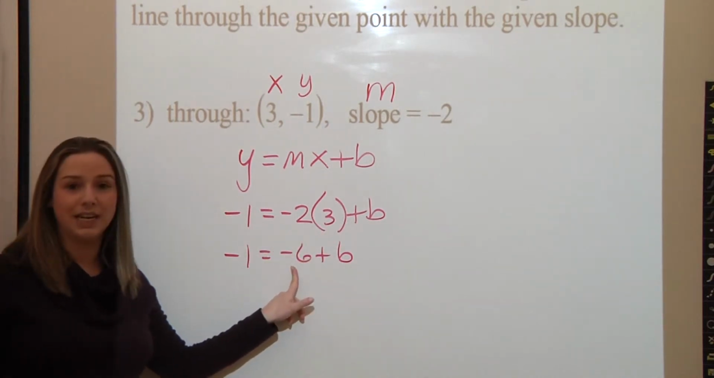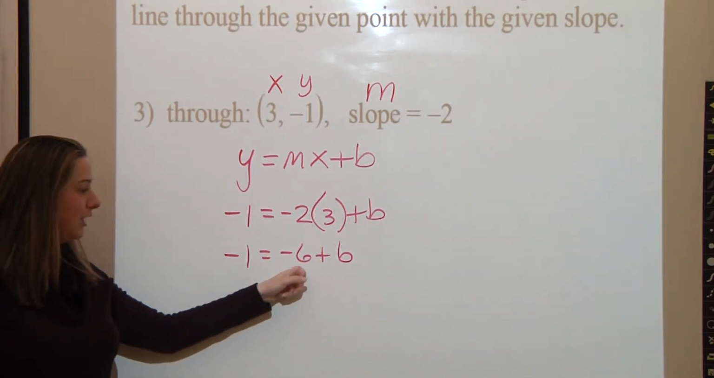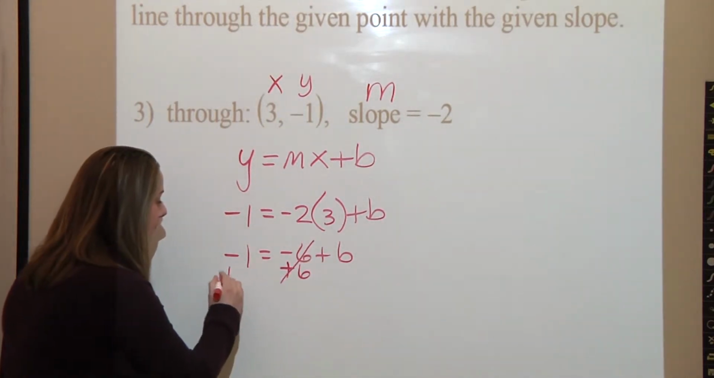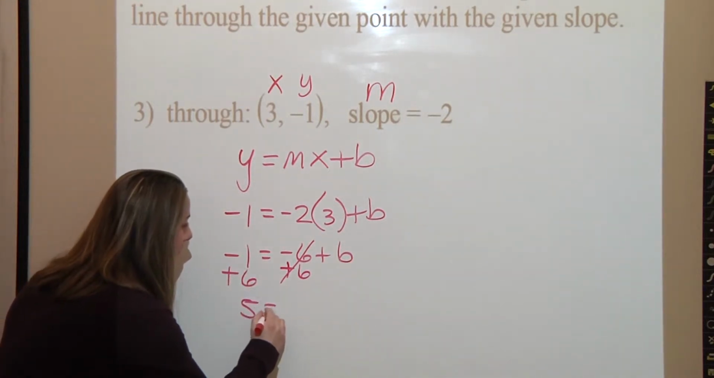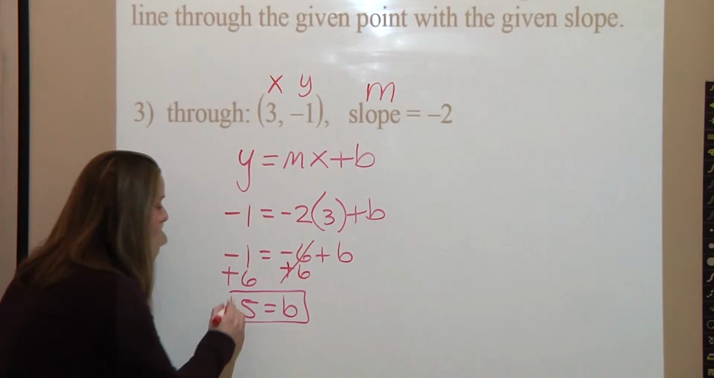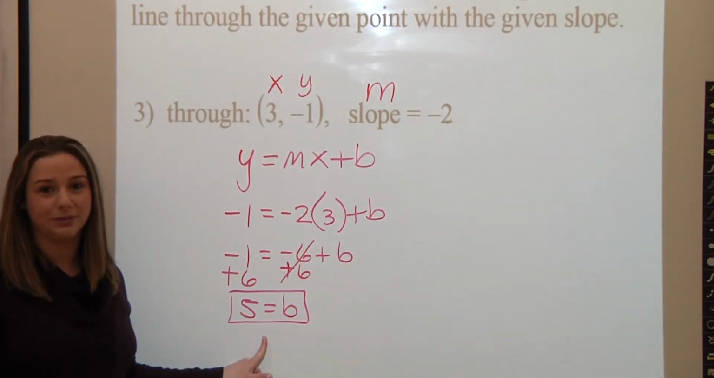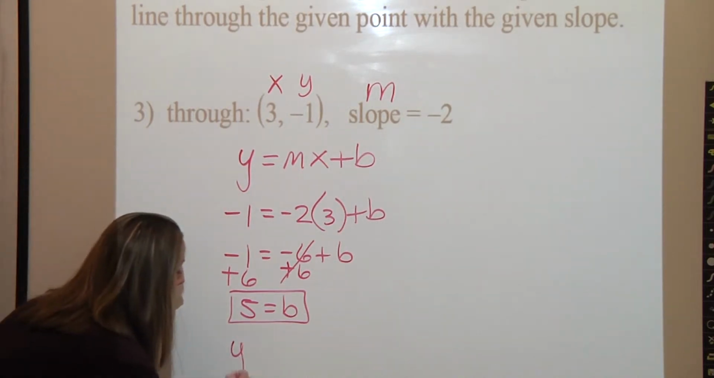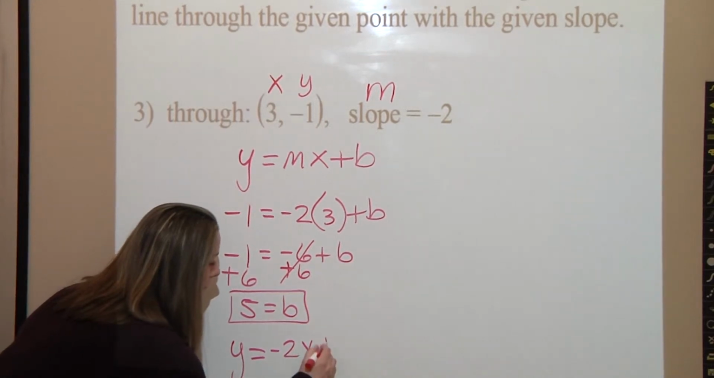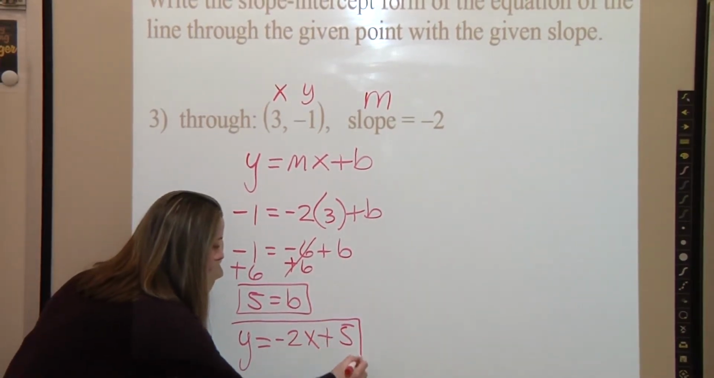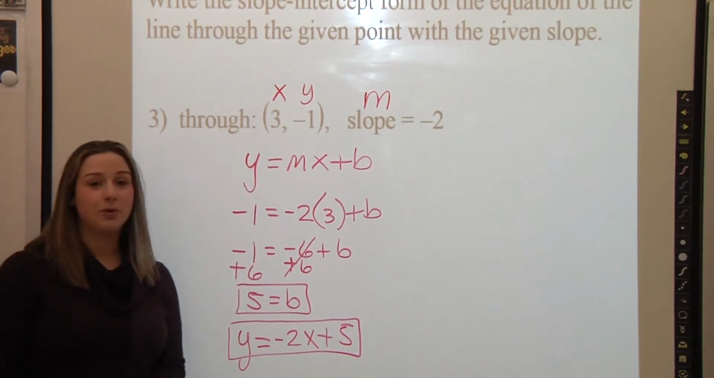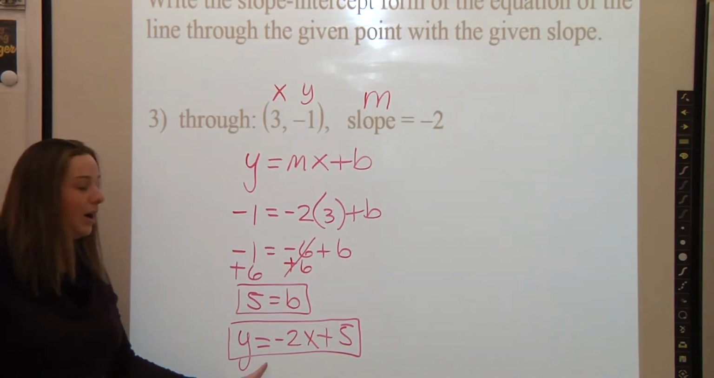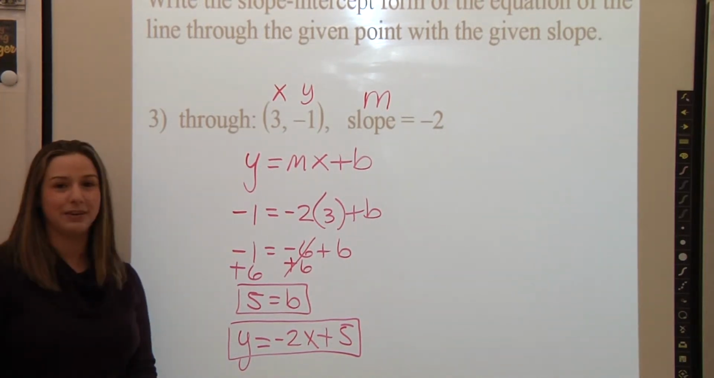Three times negative 2 is negative 6. To get b alone, we want to bring negative 6 to the other side of the equation. In order to do that, we're going to add 6. So here, our b value equals 5. We're going to substitute this in and have our slope-intercept form. So if we're going through a point 3, negative 1 with a slope of negative 2, our slope-intercept form is going to be y equals negative 2x plus 5.